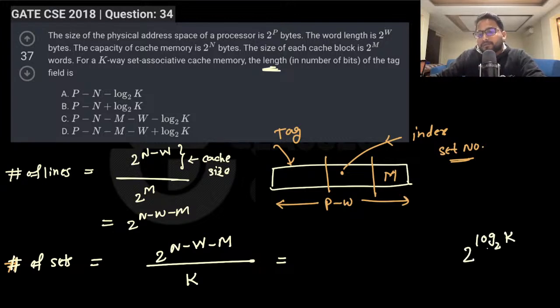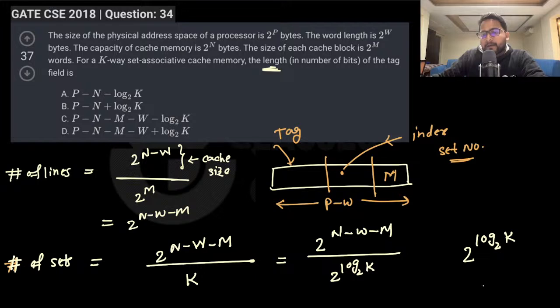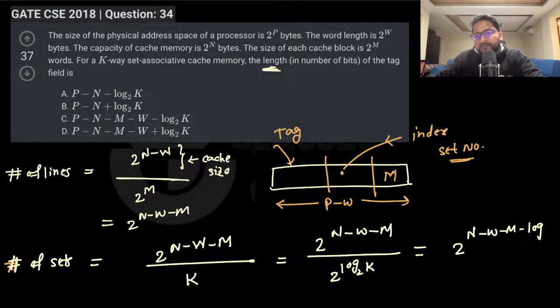Generally this gets cancelled out, so it is basically the same as saying 2 power n minus w minus m, divided by 2 power log base 2 k, right? I'm just rewriting this k in 2 power so that I can have an easier calculation. So it will be n minus w minus m minus log base 2 k. Is this okay to everyone? These are the number of sets.